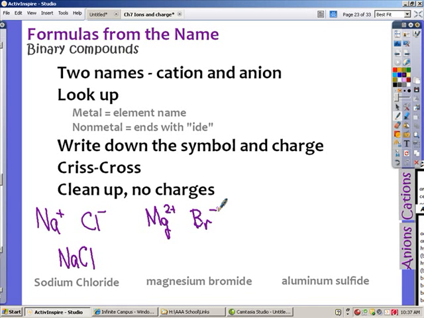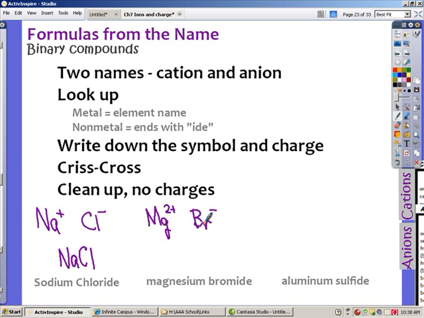Crisscross. I call it crisscrossing, but it's really just a way of canceling out the charges. If you aren't familiar with that, or you don't know how to go about canceling out the charges of ionic compounds and go from their symbols to their formulas, then you might want to jump back a video or two and check that out, or check it out in a textbook or something like that.